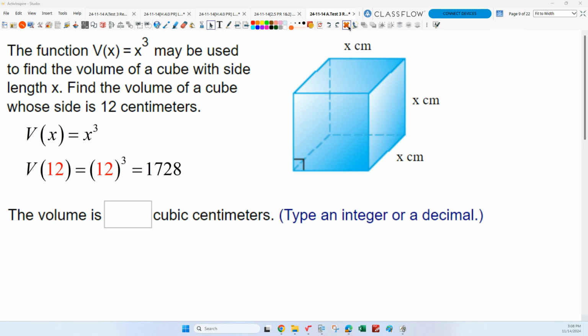So I plug that in, type it in my calculator, and I get 1728 as my output. So the output is volume, right? Why is the output volume? Because that's the function we had. It's a volume function. Volume is my output, x is my input. Okay? Make sense? Just that easy.